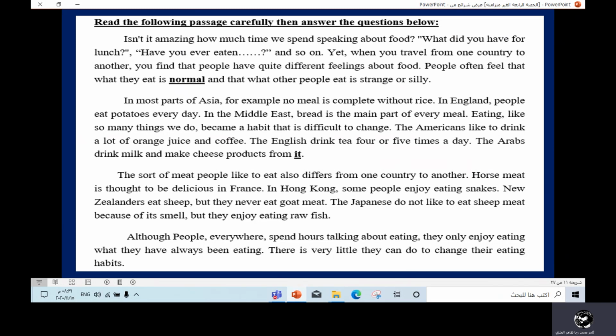Now let's move to the last paragraph here. Although people everywhere spend hours talking about eating, they only enjoy eating what they have always been eating. There is very little they can do to change their eating habits.